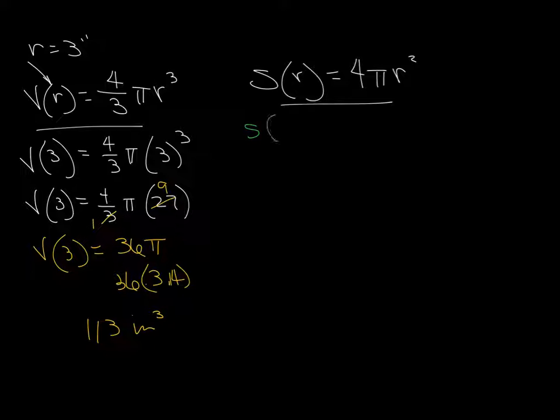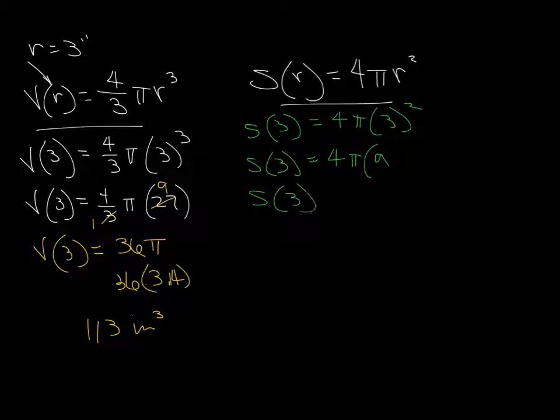So we're going to replace our r with 3. Wherever we see an r, we're going to put a 3. Okay, and then we just solve it. And then we're going to multiply 36 times pi again. So S of 3, the surface area, when we put 3 in, is going to be 113. But in this sense, since we're dealing with area, it's going to be square inches instead of cubic inches. And that's it for that one.